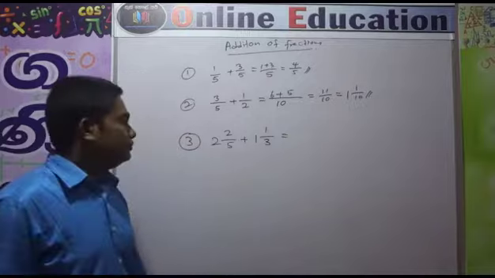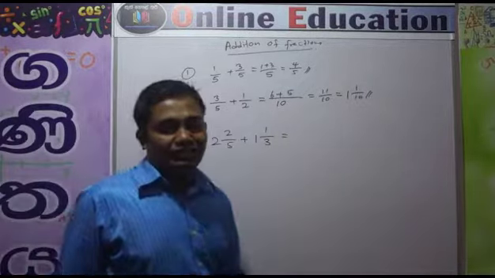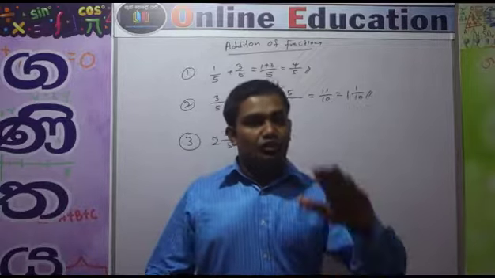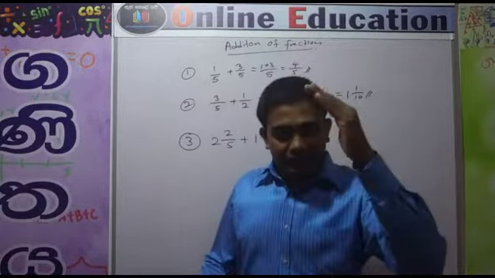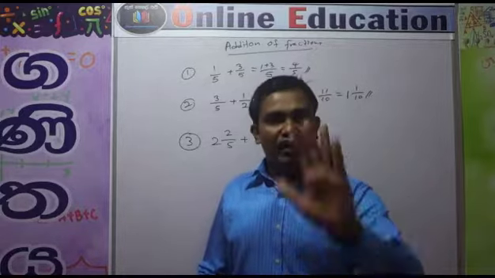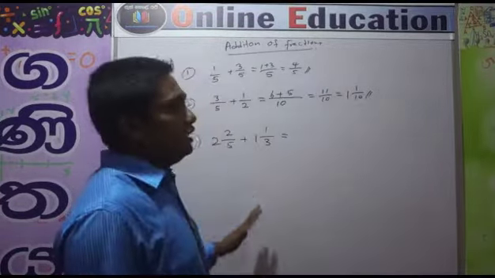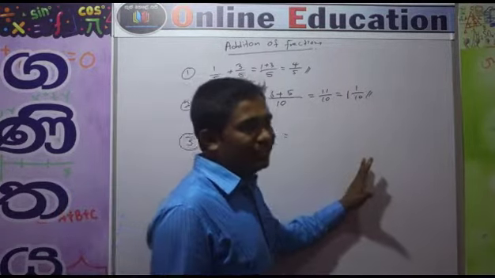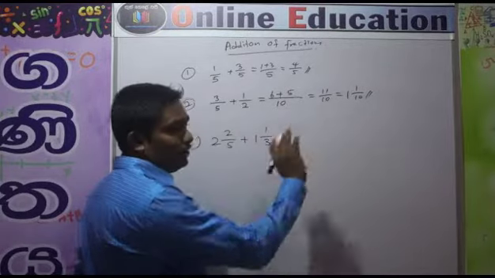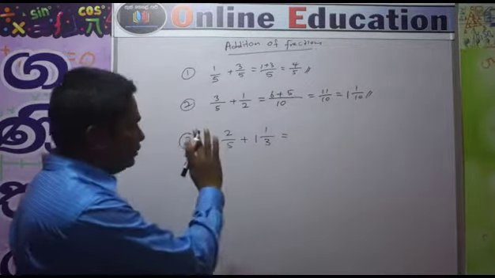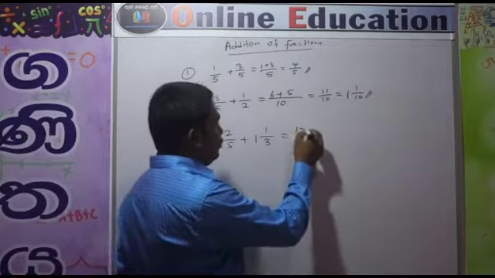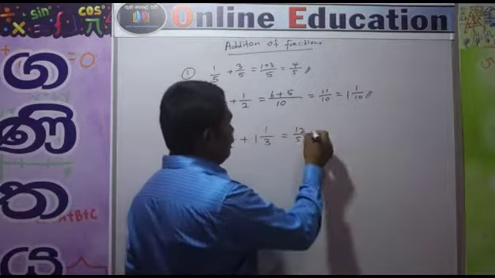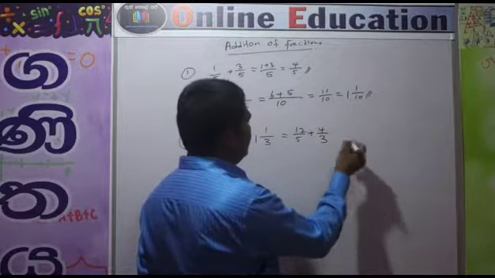Okay, we'll discuss this one. These two are mixed fractions. If they have given mixed fractions, before you start the calculation, you need to convert all the mixed fractions into improper fractions. That is very important. What we are going to do? We are going to convert all the mixed fractions into improper fractions. 5 into 2, 10, 10 plus 2, 12. 12 over 5. 3 into 1, 3. 3 plus 1, 4. 4 over 3.